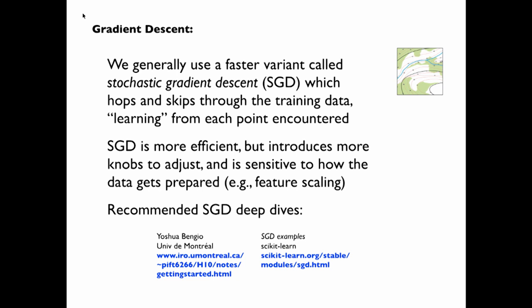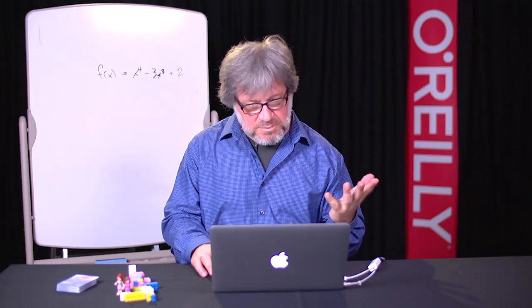Some great resources if you want to do a deep dive into stochastic gradient descent. Yoshua Bengio at University of Montreal has a really great tutorial. Also, if you take a look inside of scikit-learn, there are some excellent examples there for Python, both of these.